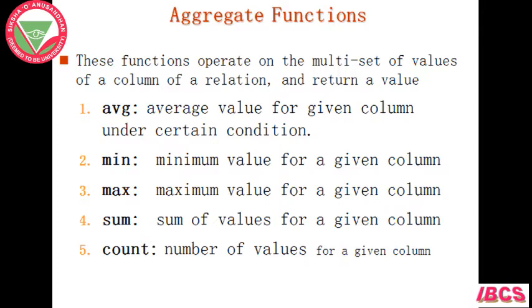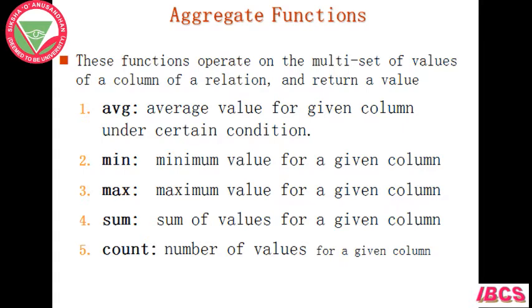So let us start with a discussion of aggregate functions. These functions operate on a multi-set of values of a column of a relation and return a value. It means that an aggregate function works on a column which has numbers, for example, the salary column or the column on which you have the bank balance. There are 5 aggregate functions that we are going to discuss: number 1 average, number 2 min, number 3 max, number 4 sum, number 5 count.